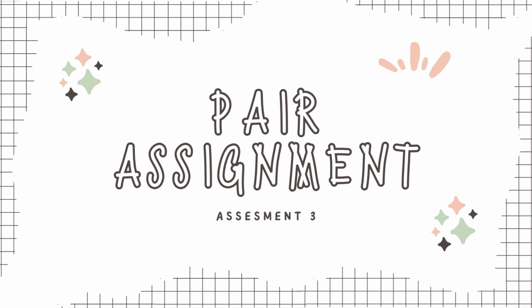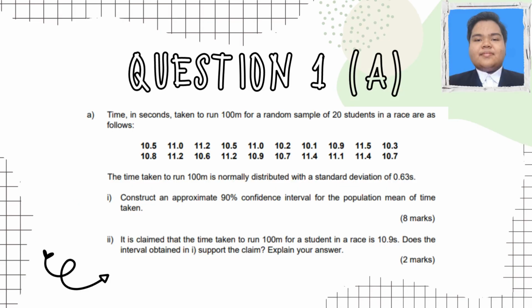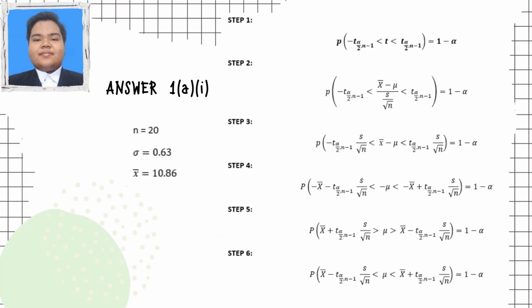Today we will do our pet assignment and this is our group members. This is the question given for 1A. This is the answer for 1A 1 Roman. The question asks us to construct an approximate 90% confidence interval for the population mean. The question given is a small sample which consists of 20 students and the variance is unknown.